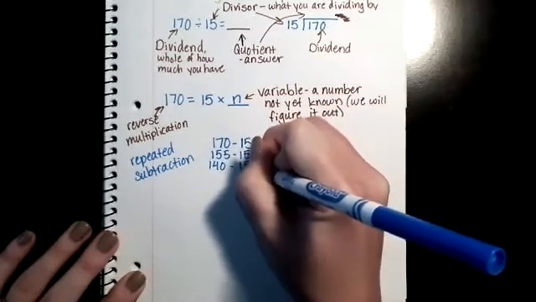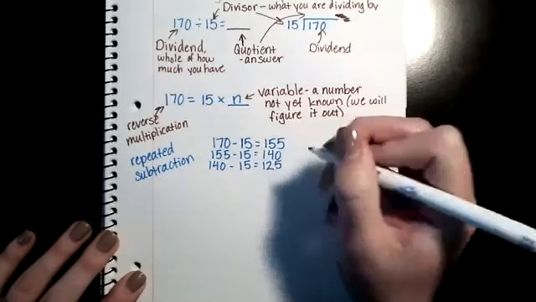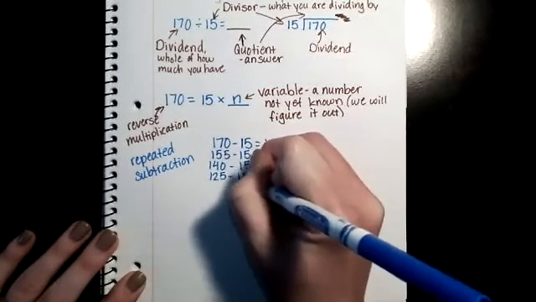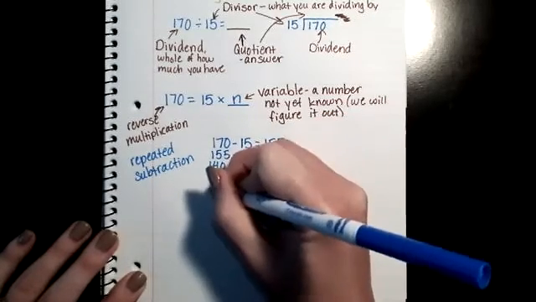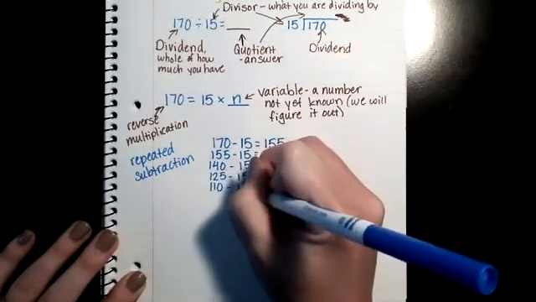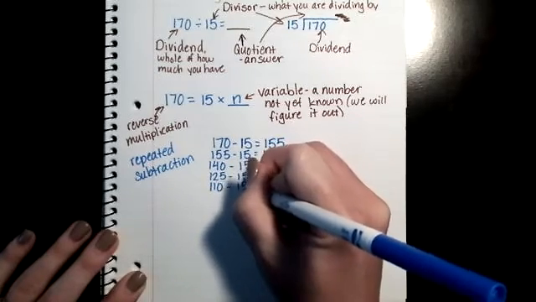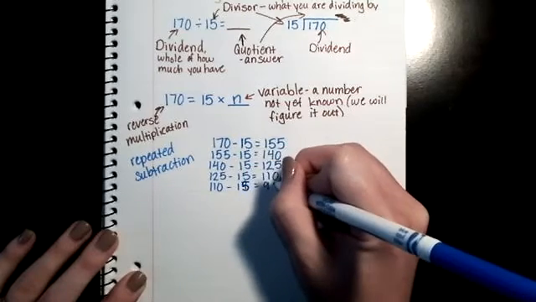140 minus 15 would be 125. 125 minus 15 would be 110. 110 minus 15. Oops, I wrote 19. I was thinking ahead. My bad. 110 minus 15 is 95.